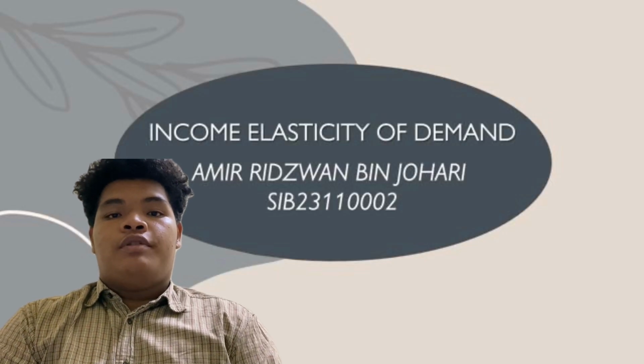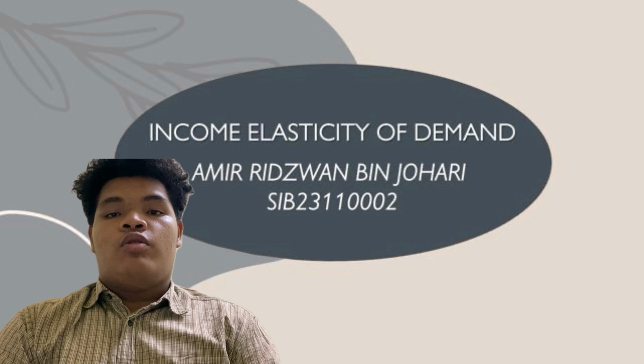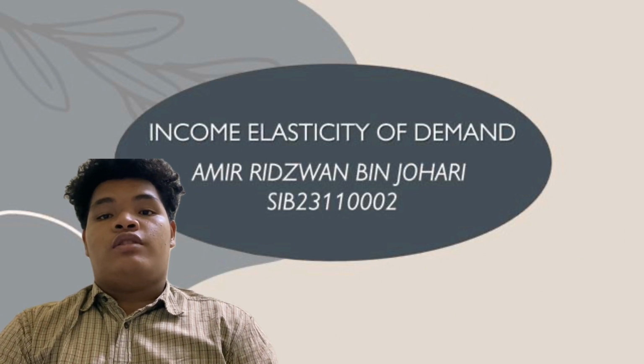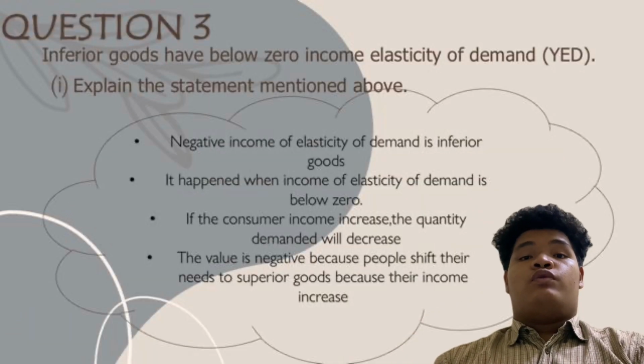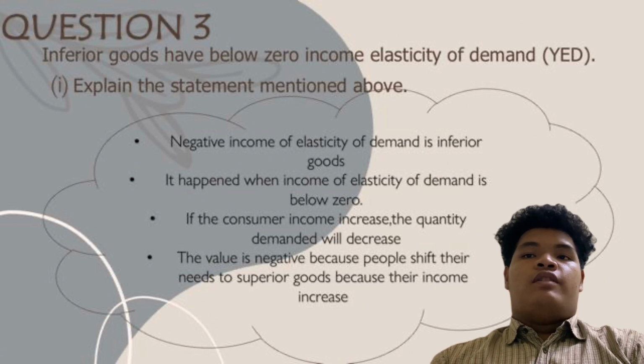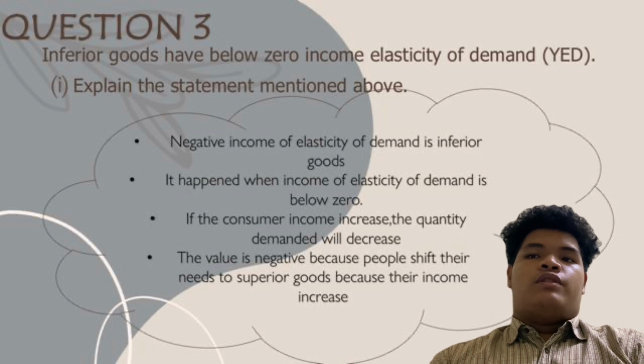Assalamualaikum everyone. My name is Amir Rizwan bin Johari, ID number SIB23110002. I am going to present my question about income elasticity of demand. So the first question is, inferior goods have below zero income elasticity of demand. Explain the statement. Basically, inferior goods have negative income elasticity of demand because the quantity demanded will decrease if consumer income increases. The value is negative because people shift their needs to superior goods as their income increases.